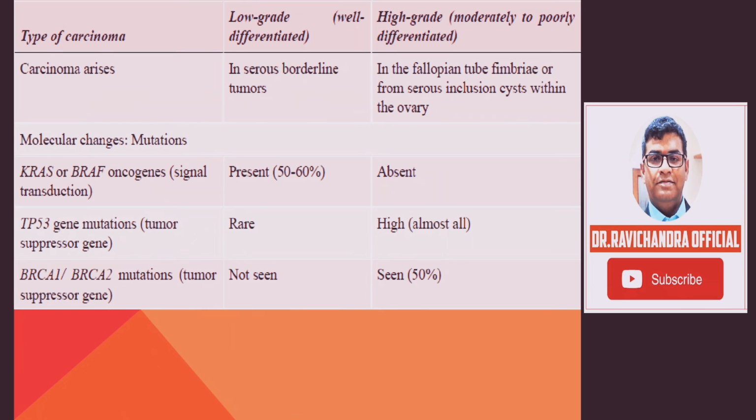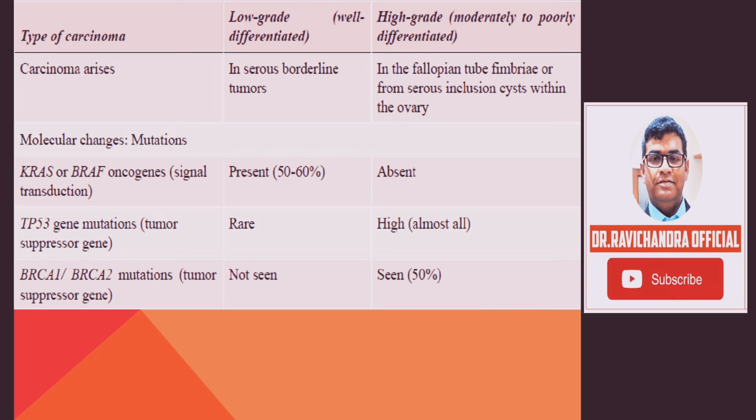Low-grade carcinomas are well-differentiated carcinomas, and the high-grade are moderately to poorly differentiated carcinomas. Differences: these low-grade carcinomas arise from serous borderline tumors, whereas the high-grade arise in the fallopian tube fimbria or from serous inclusion cysts within the ovary. And molecular changes include KRAS or BRAF oncogene signal transduction pathways present in 50 to 60% of low-grade carcinomas. It is absent in high-grade.